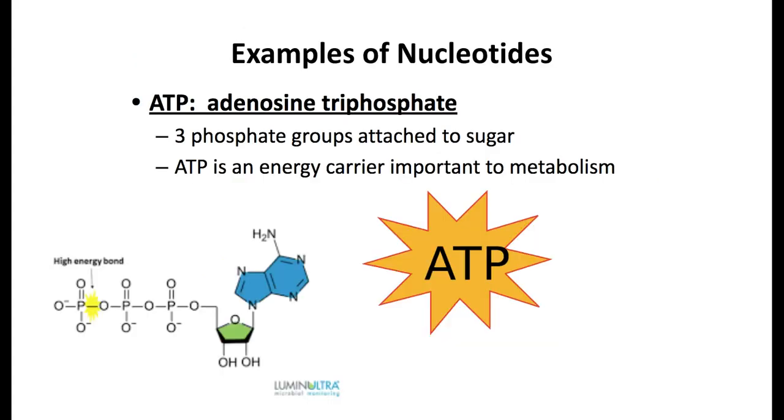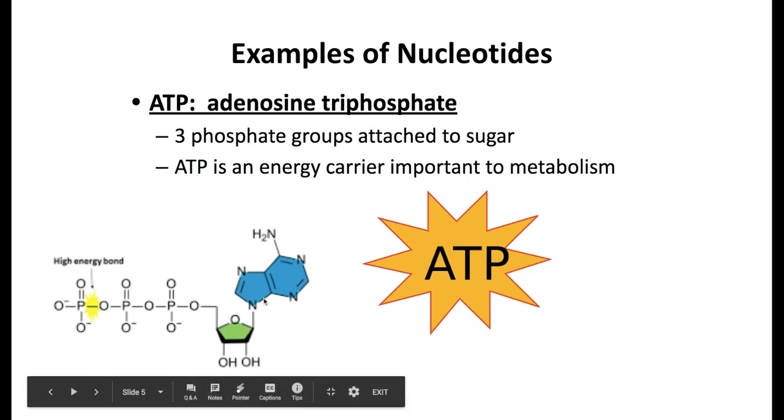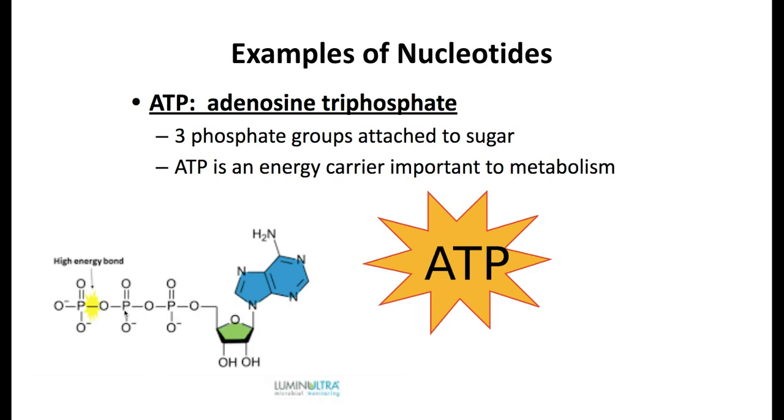So here's our first example of a nucleotide, ATP, which stands for adenosine triphosphate. So comparing it to our first nucleotide, I can see my nitrogen base, in this example would be adenine, my pentose sugar, but here instead of just having that one phosphate group, I have 1, 2, 3, which is where we get that triphosphate in adenosine triphosphate. So ATP is going to be an energy carrier, important for metabolism. We're going to see ATP a lot in our cellular respiration unit. But this is basically energy for our body.